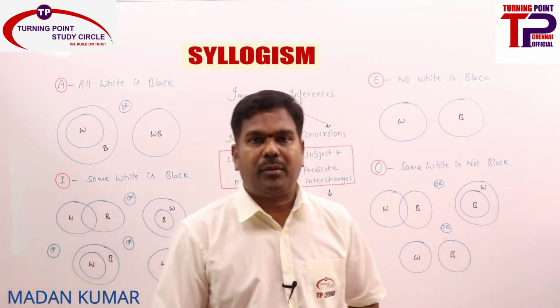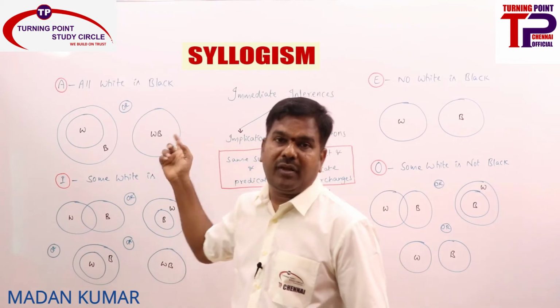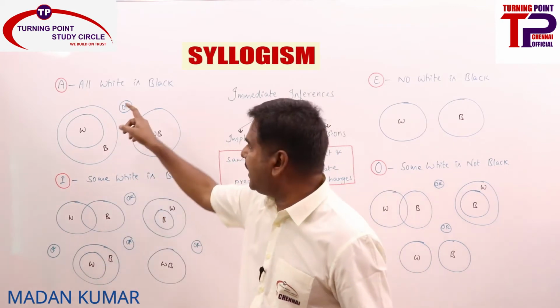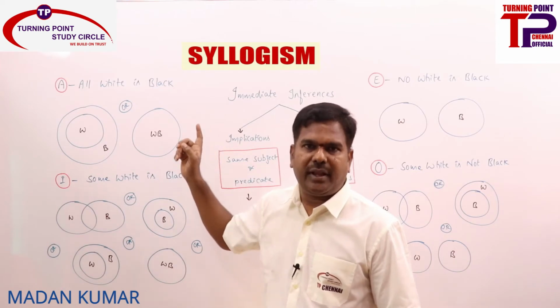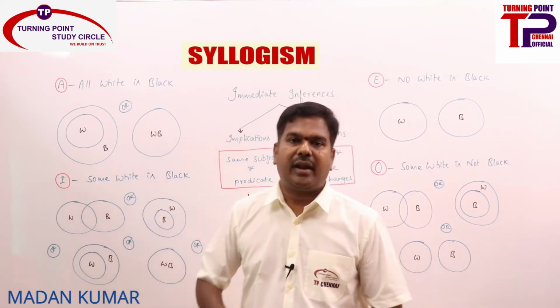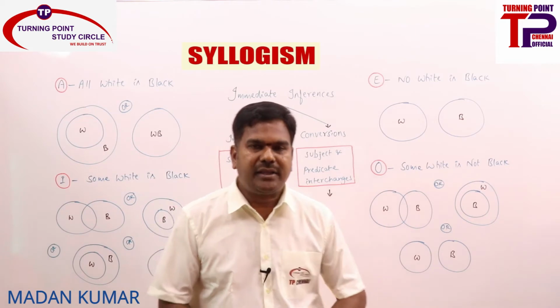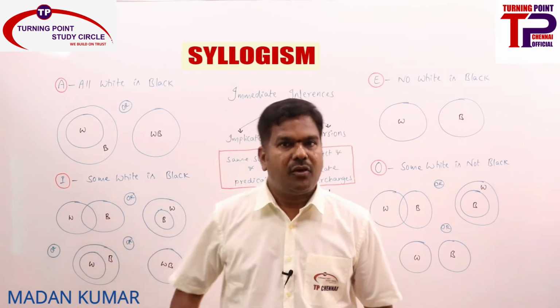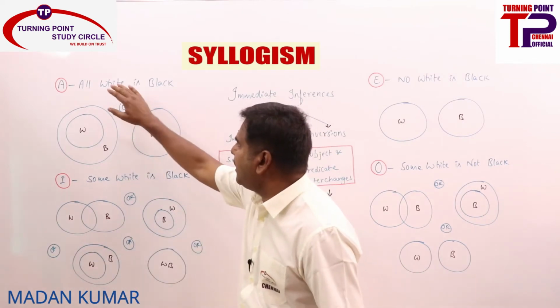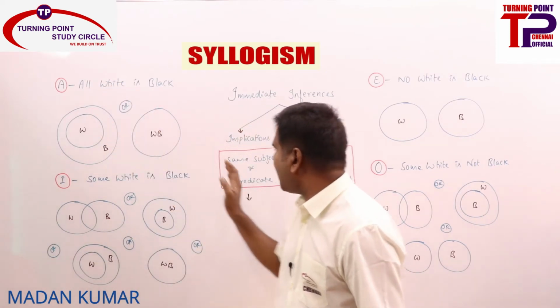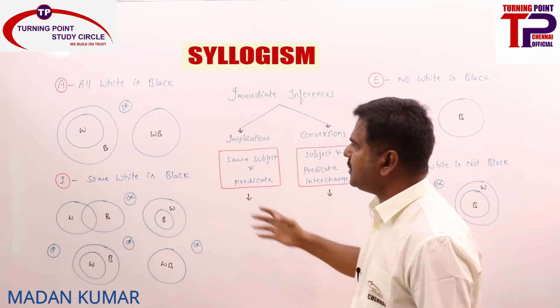Now you need to remember for each statement how many Venn diagrams are possible. For A type statement, how many are possible? Two. So there are two ways of representing A type statement through Venn diagrams. For E statement only one. For I statement how many ways? Four ways. For O statement how many ways? Three ways.